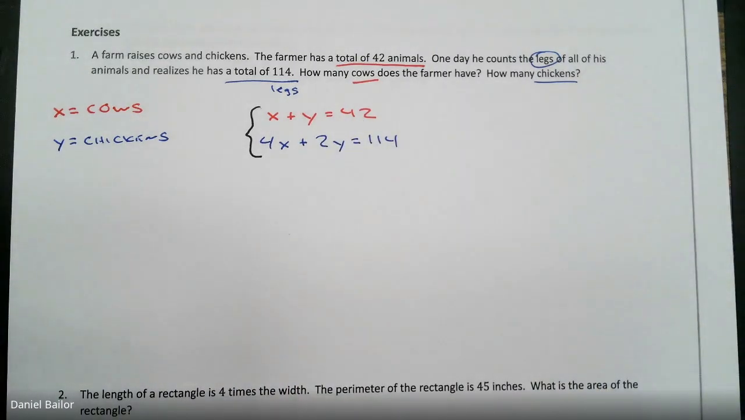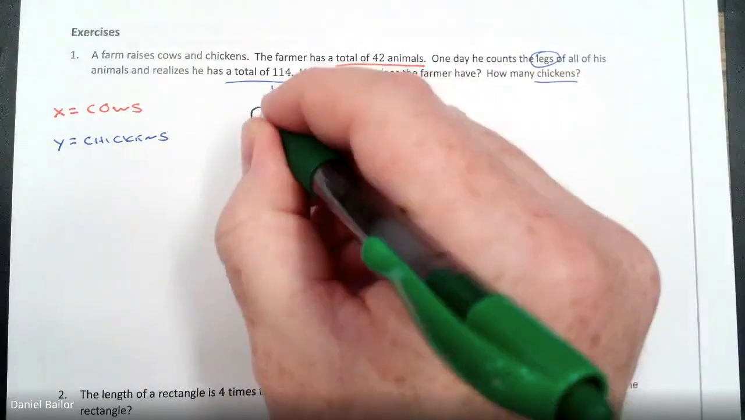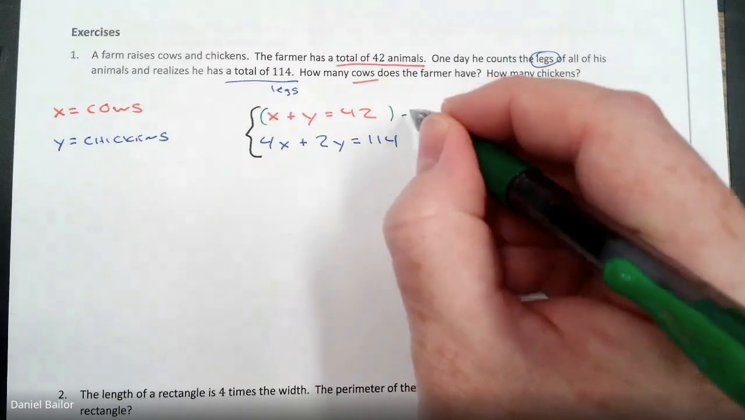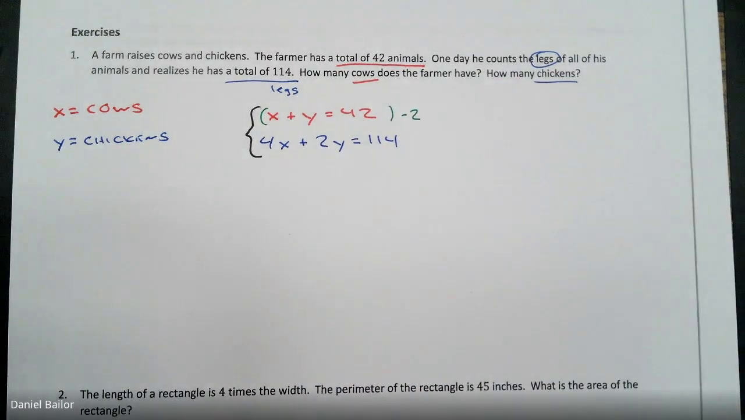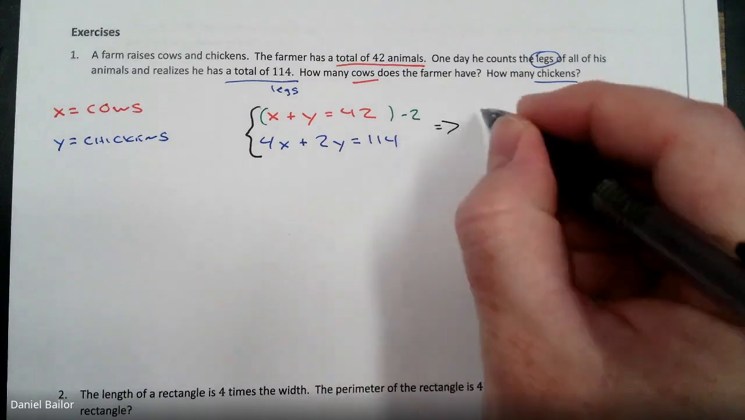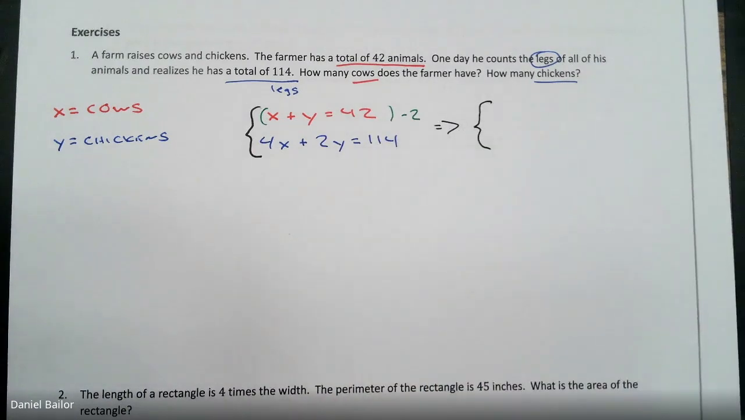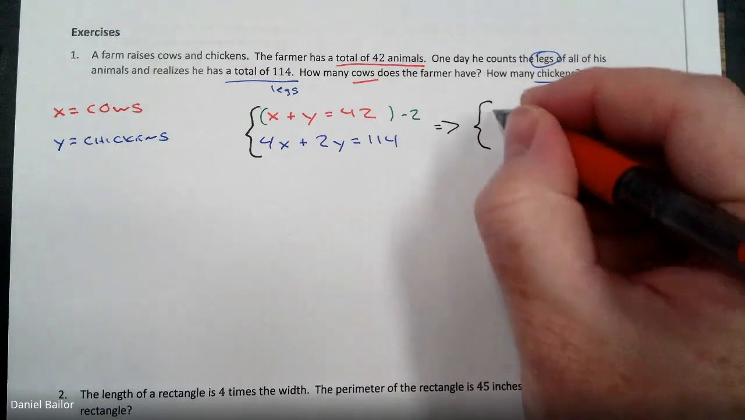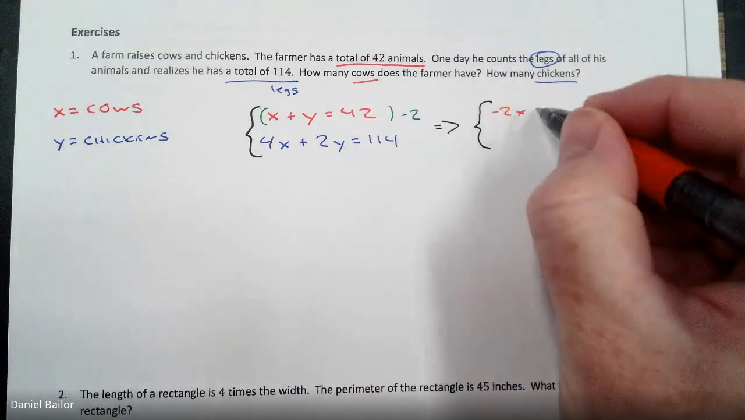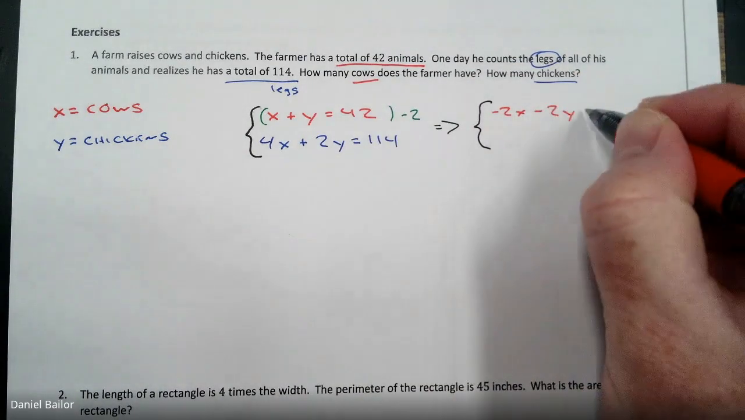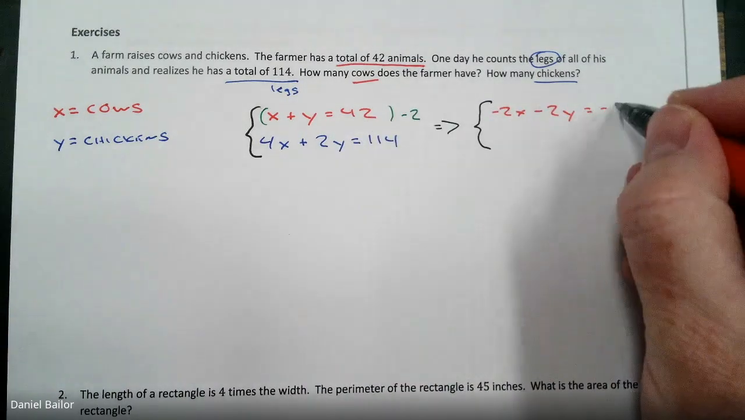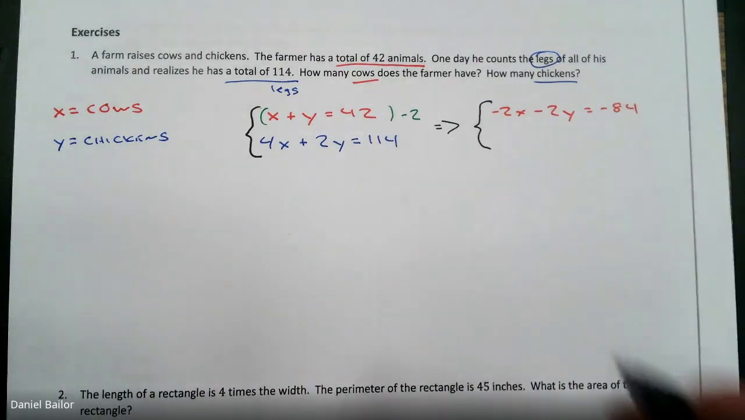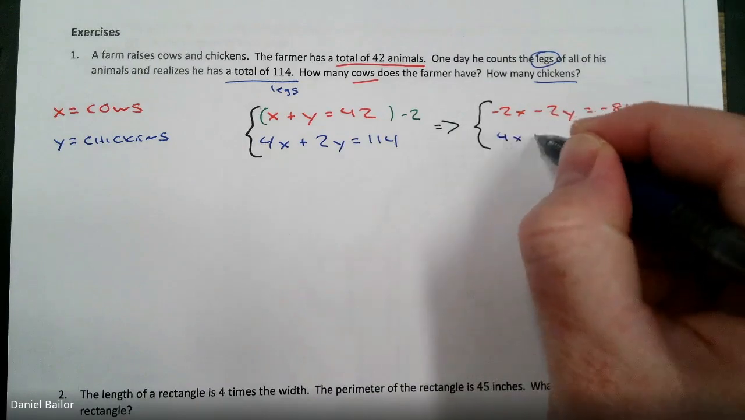So I'm looking at this one, and I think what I want to do, let's do the elimination method. Why not? So I'm going to take this equation and multiply by -2. Let's show you what that looks like. We have a new system. -2 times x is -2x. -2 times y is -2y. And 42 times -2 is -84. The other equation stays the same.